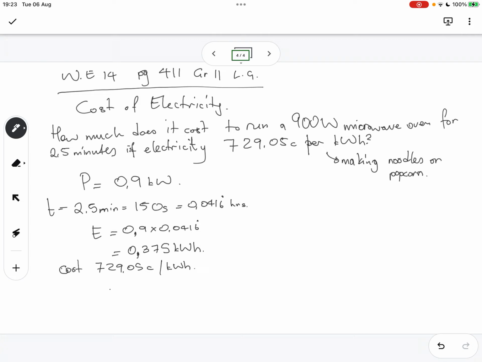Geez. So this is gonna cost 274 cents. 2.74 rands.